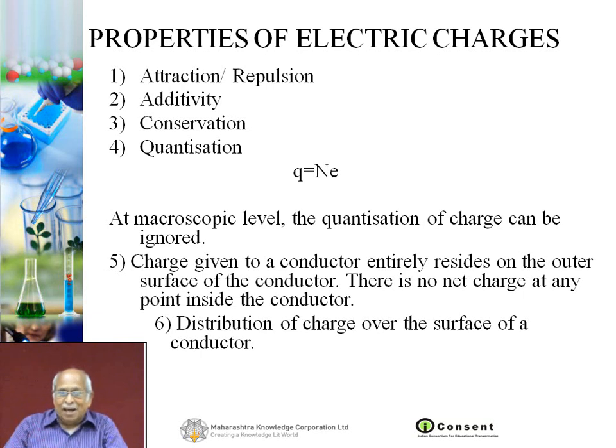Some more properties are more important. Look here, property number 5. Whenever charge is given to a conductor, the charge entirely lies on the outer surface of a conductor. There cannot be any charge in the interior of the conductor.